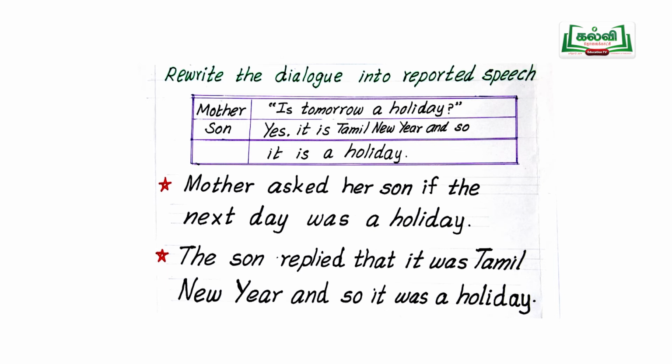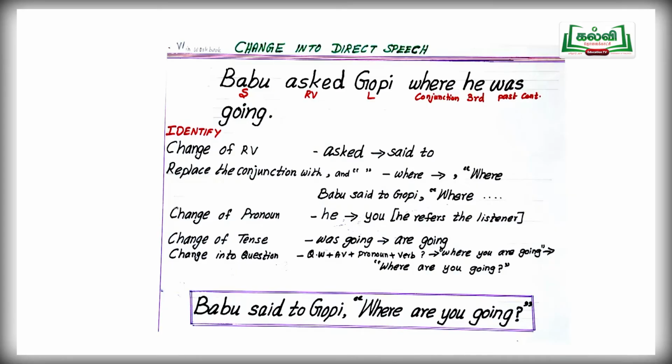For that, the son gave the reply in statement form. The son replied that it was Tamil New Year and so it was a holiday. Now let's see how to convert indirect speech into direct speech. For that we follow the same steps, but in reverse order. Here the example is: Babu asked Gopi where he was going.